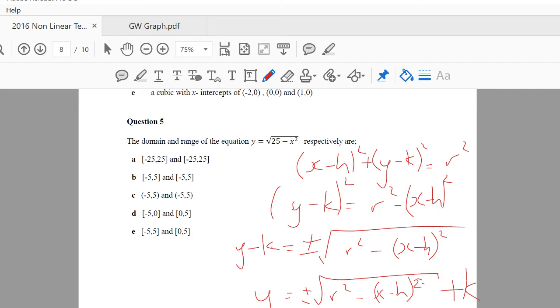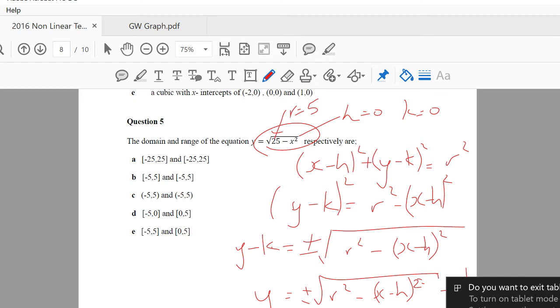So if we have a look at this particular example up here, 25 minus x squared, the r number is 5, that's the r squared, and in the x minus h, the h number equals 0. And the fact that there's no plus on the end means the k number is 0. So this should be a circle with the centre on 0, 0 and with a radius of 5. So let's actually draw that circle. Notice the square root doesn't have the plus or minus.